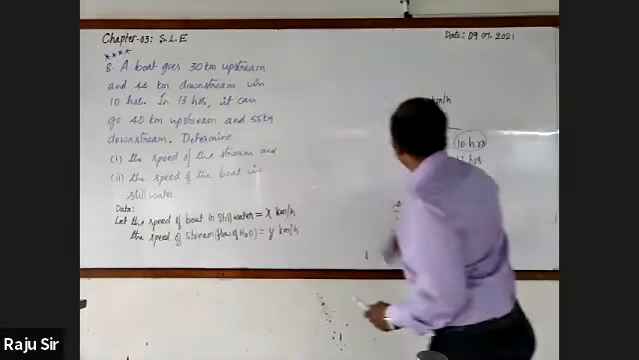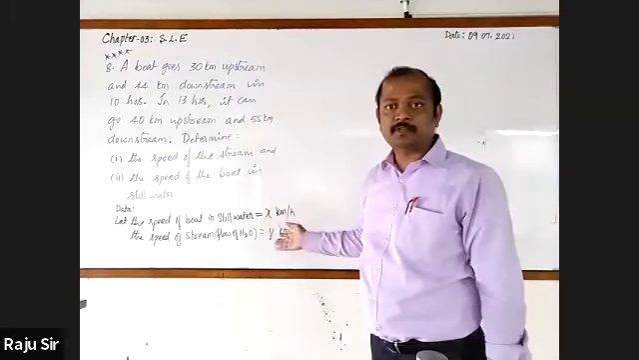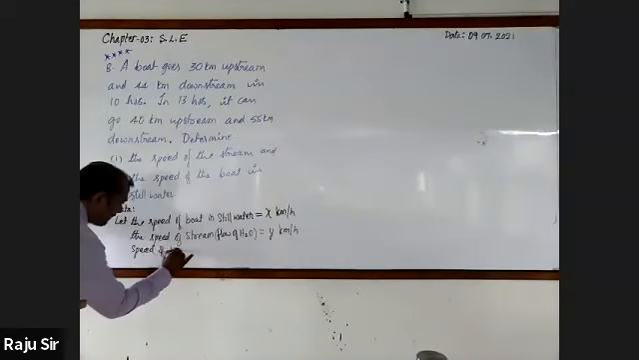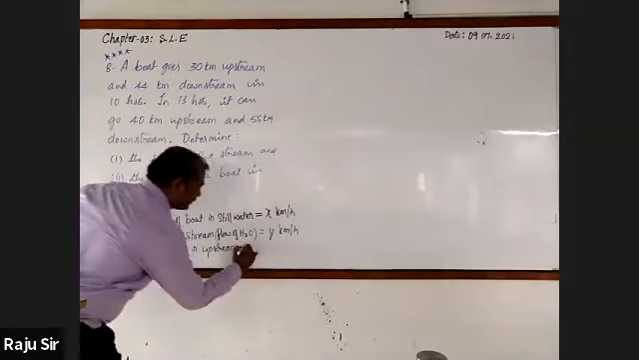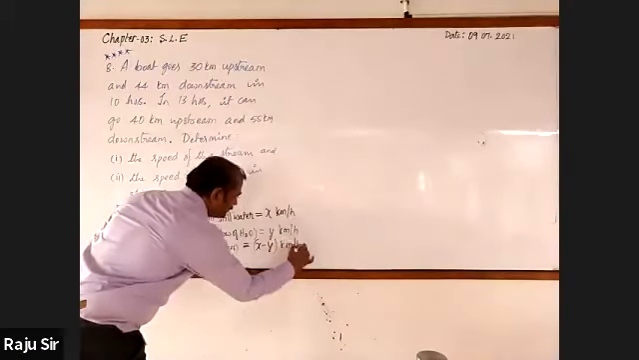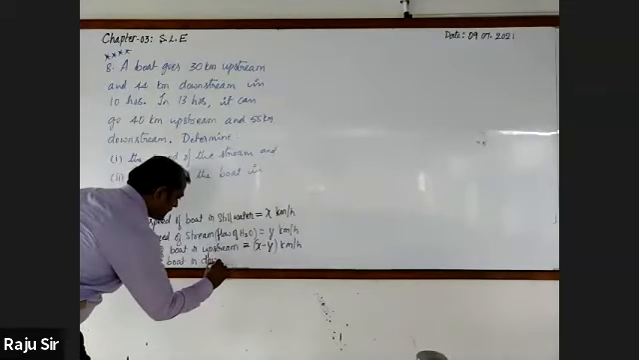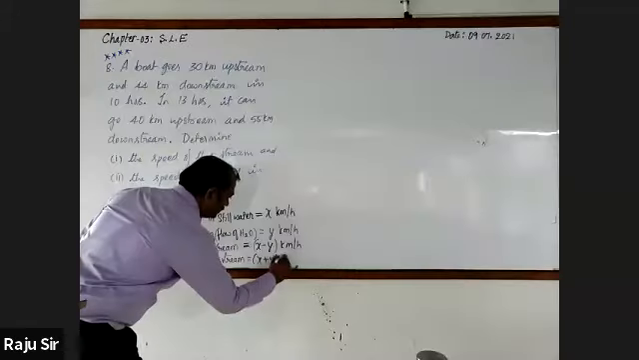Next, now we have to write the speed of boat in upstream. What is the speed of boat in upstream? It is x minus y kilometer per hour. Next, the speed of boat in downstream is equal to x plus y kilometer per hour.